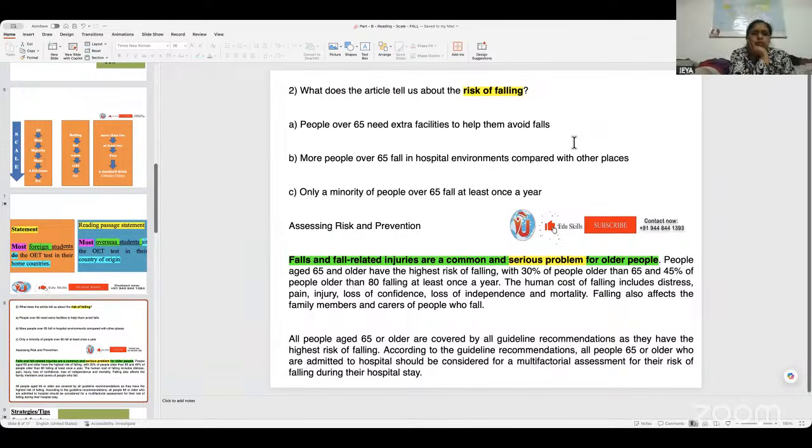Is "more" or "only" an absolute? No, Father. Only a minority means some, right? So it is not an absolute. The word is absolute, but the meaning of the sentence is not absolute. Okay, people over 65, more people over 65, only a minority.